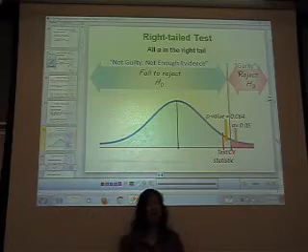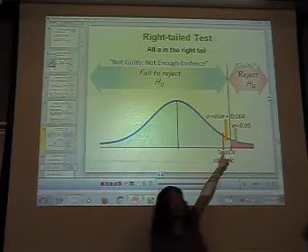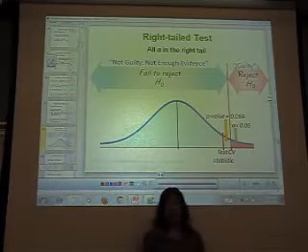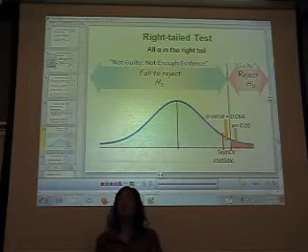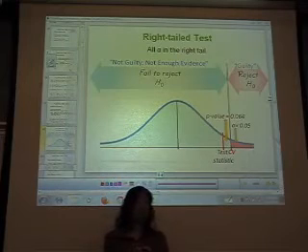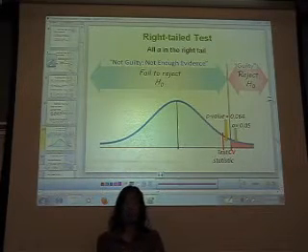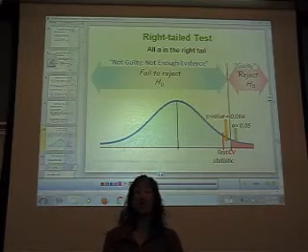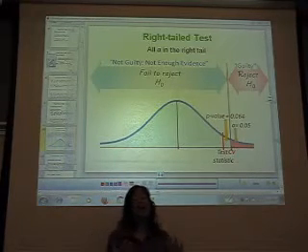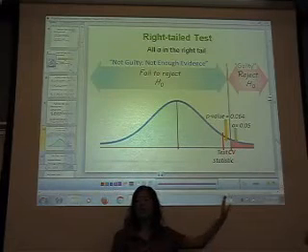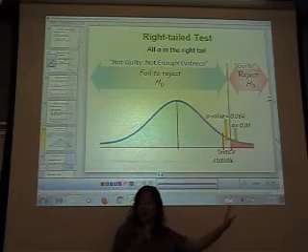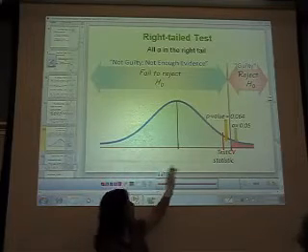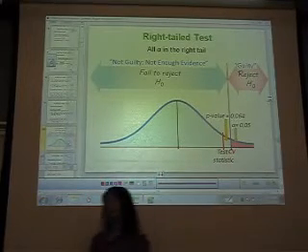I would not reject my claim, because my claim might be true. I just don't have enough evidence to support it. It's not the same thing. Rejecting a claim is much stronger than not supporting a claim. Does everyone get a handle on that one? Rejecting and saying, no, you're definitely not greater than, is not the same as saying, well, I can't support that you're greater than. My data doesn't support that. That's a little bit fuzzier. It's less strong. And that's what you have. You have not enough evidence to support your claim.